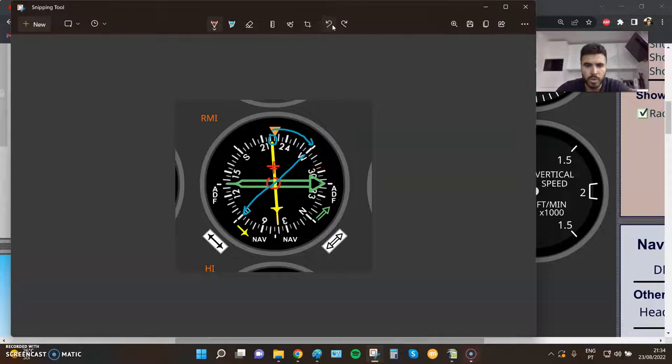We don't want to overshoot it. I know I did my arrow that way, but what we want is something like this. So to intercept 270 with a 40 degree angle, I need to do 270 plus 40, which is 310. So let's do it.